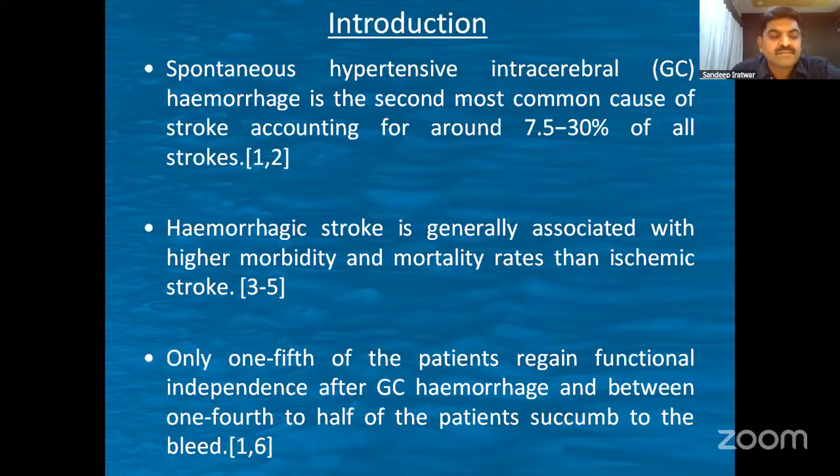So spontaneous hypertensive intracerebral hemorrhage is the second most common cause of stroke, accounting for around 7.5 to 30% of all stroke. Hemorrhagic stroke is generally associated with higher morbidity and mortality rates than ischemic stroke. Only one-fifth of the patients regain functional independence after gangliocapsular hemorrhage, and between one-fourth to half of the patients succumb to the bleed.